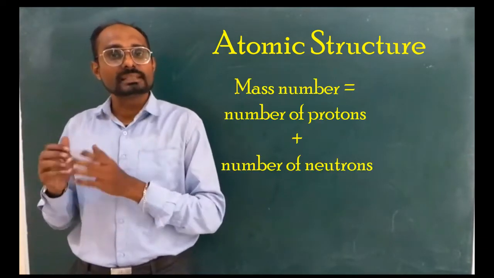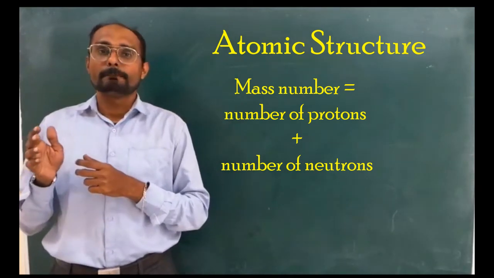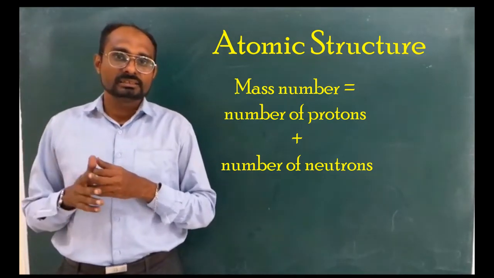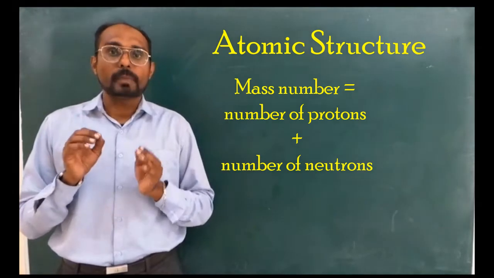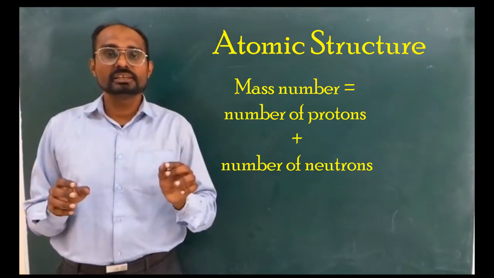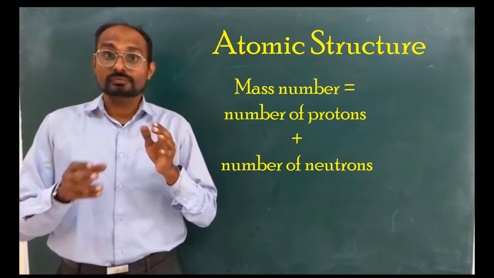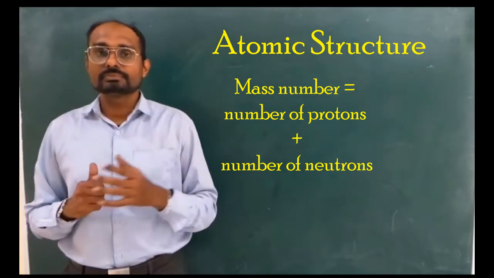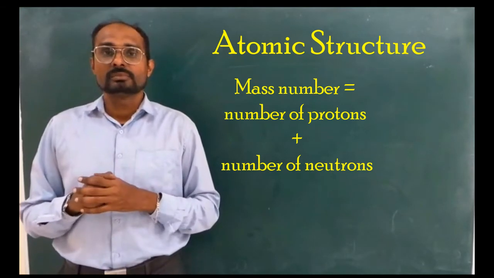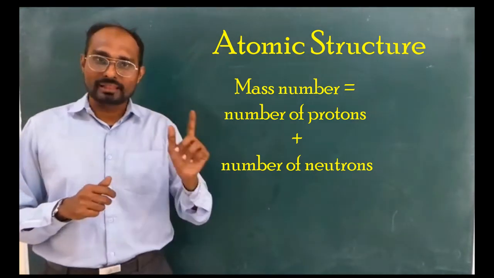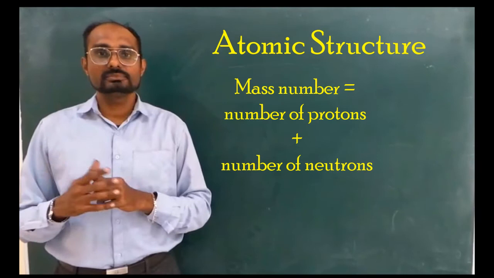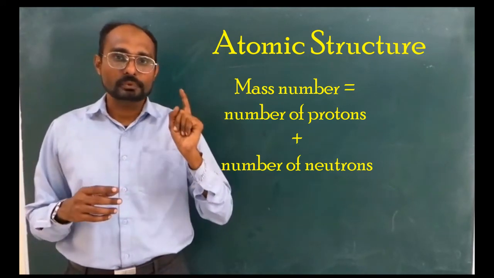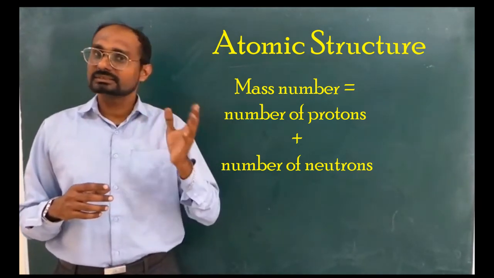Now what is mass number? Mass number is actually the number of particles which are contributing for the formation of, or for the mass of, the atom. For example, if I take hydrogen, the mass number of hydrogen is 1. Why? Because hydrogen has only one proton. So it is 1.